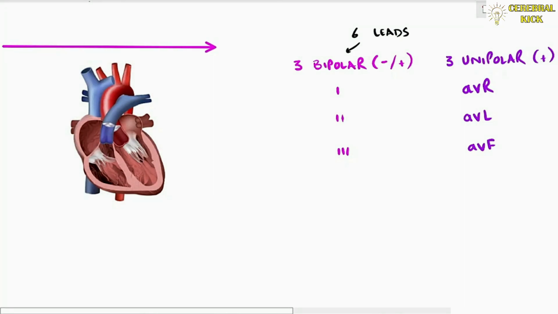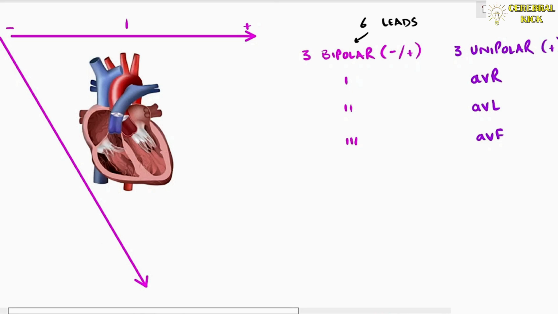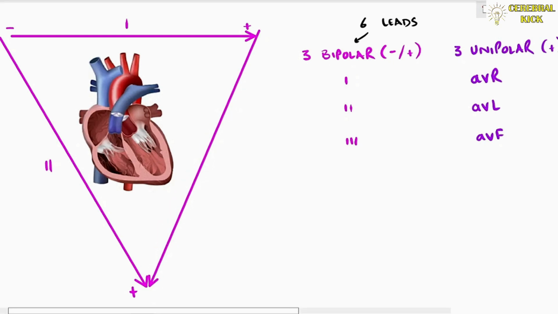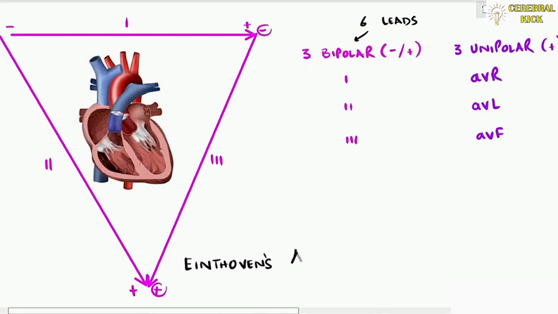So among the bipolar pink colored limb leads, there is lead 1 moving from the right side of the heart to the left side in a horizontal position. Then there is lead 2 that is around 60 degrees axis to the heart, which is almost the same as the atrial axis. Then there is the third bipolar lead, which is lead 3. Einthoven was the first one to make these leads, and as you can see, this equilateral triangle between these 3 limb leads is called Einthoven's triangle.